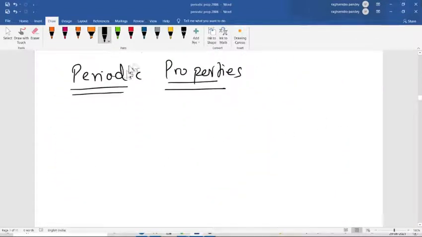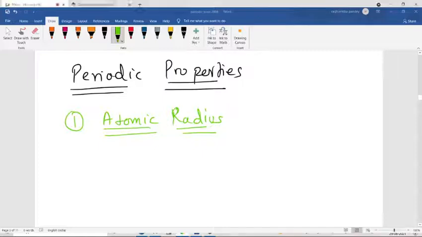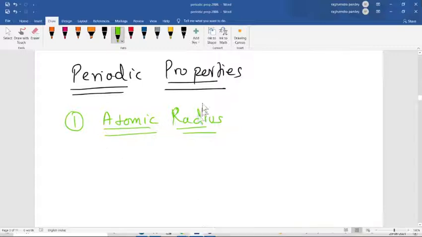The first periodic property we will study is the atomic radius. Atomic radius itself suggests that it is the radius of the atom. But the problem is that we cannot measure the exact radius.